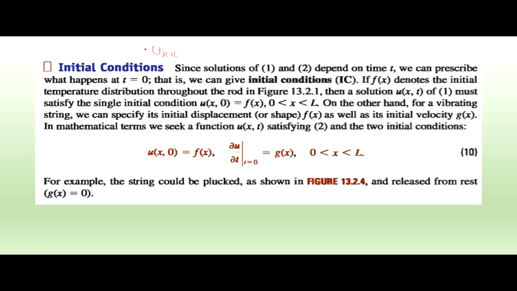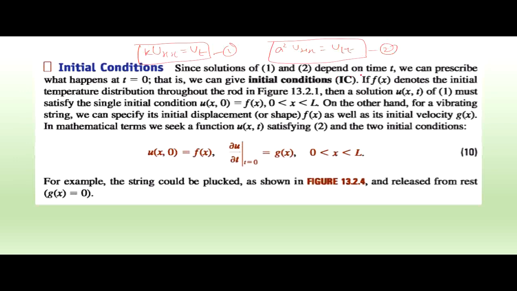k times u_xx is equal to u_t. This is equation number 1, isn't it? Second is a squared u_xx is equal to u_tt. This one, wave equation. Now this is 1 and this is 2.